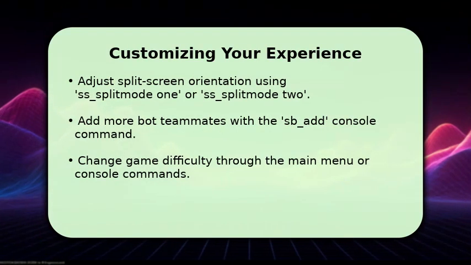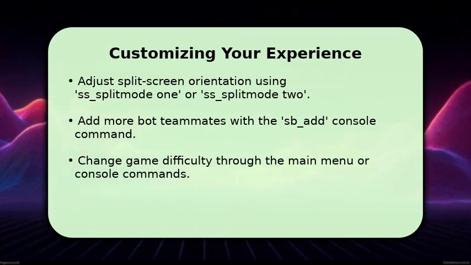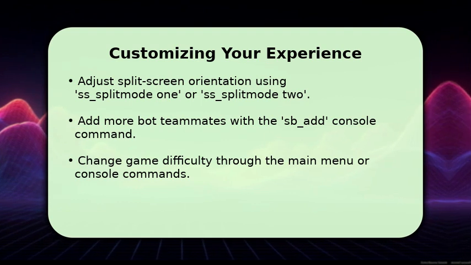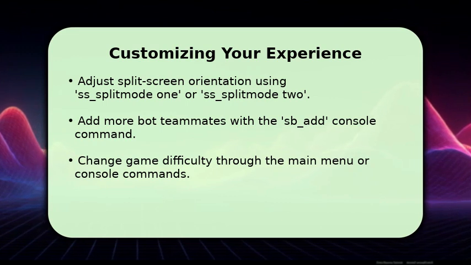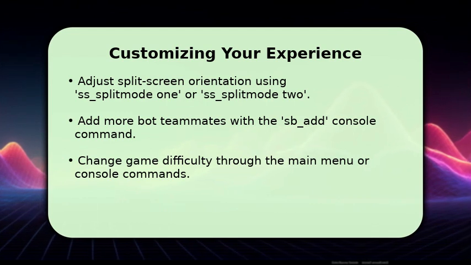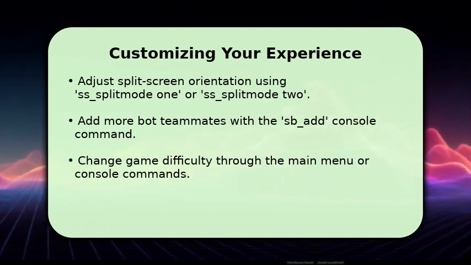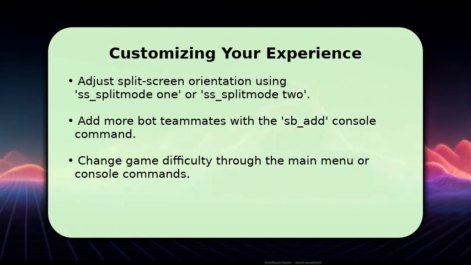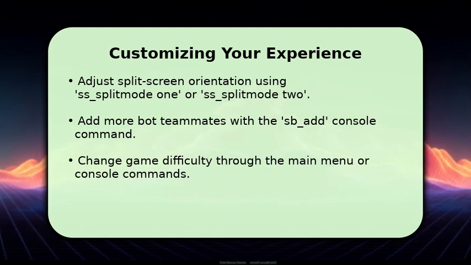With your game running, you can customize your offline experience. You can change the split screen orientation by typing SS Split Mode 1 for vertical or SS Split Mode 2 for horizontal. To add more bots, use the SB Add command. You can also adjust difficulty settings through the game's main menu or by using console commands like Z Difficulty Easy for a more relaxed game.